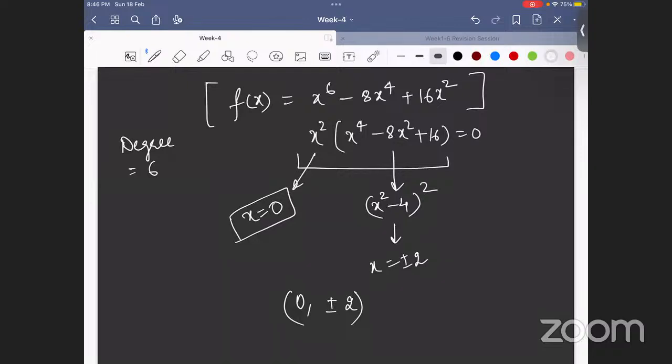But if you have been asked to calculate the unique roots, because there are repeated roots, the unique solutions are 3 only: 0, 2, and -2. I'll come to multiplicity later, where we'll discuss the number of roots and how repeated roots are counted. So for this case, this is fine.